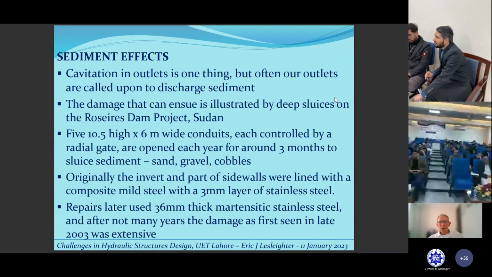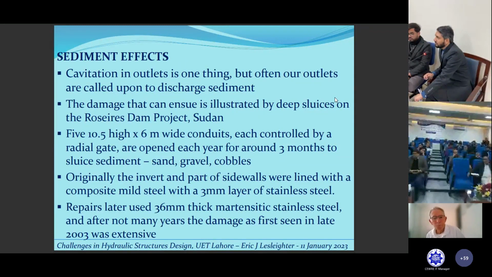Originally, the invert and the sidewalls were lined with composite steel, and then later on, because of damage, repairs put in place 36 millimeter thick martensitic stainless steel over the floor. Now this is the project. The deep sluices are on the left, 5 of those.